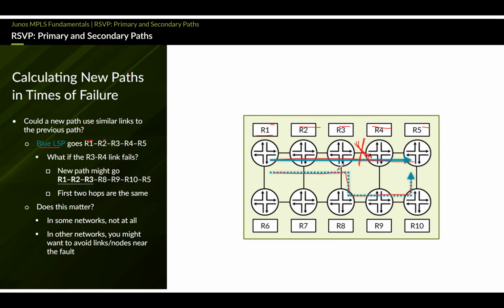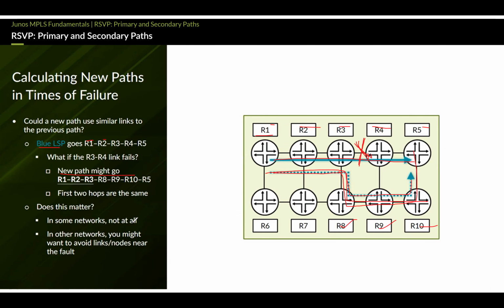The traffic will be coming to router 3, then goes to router 8, then router 9, then router 10, then router 5. This will be the alternative. Okay, so this will be the new path. First 2 hops are the same. That means router 1, router 2, and router 3 are the same. These are the new: router 8, 9, 10. Does this matter?